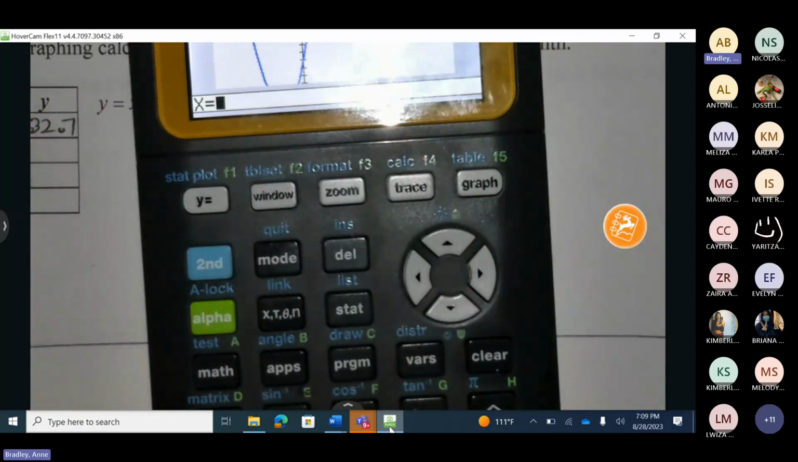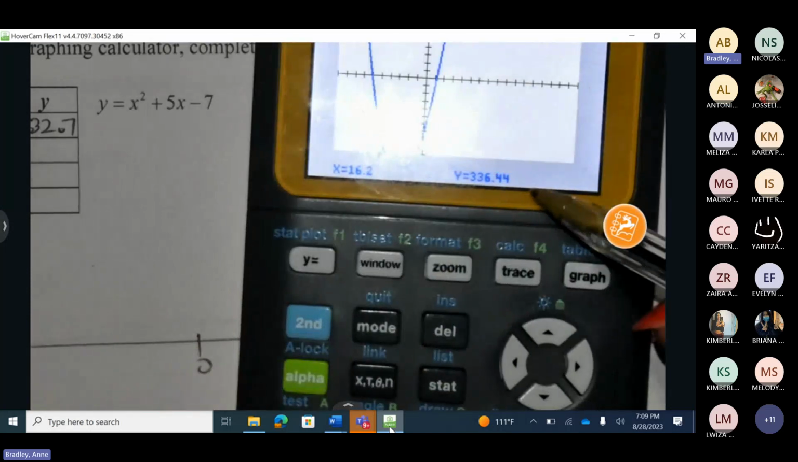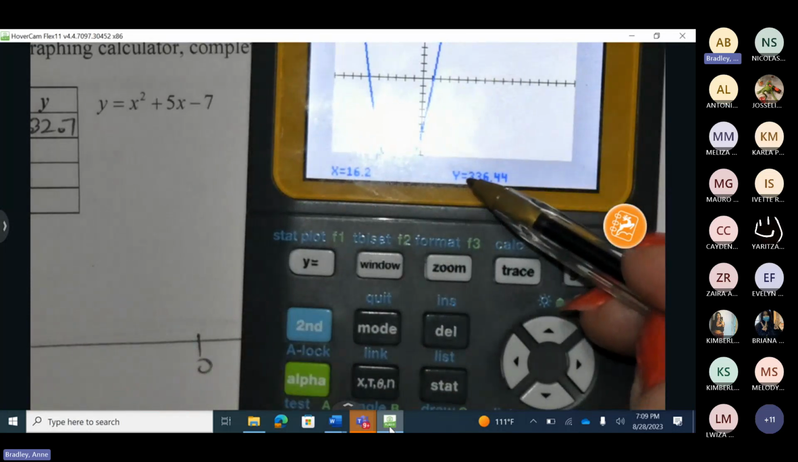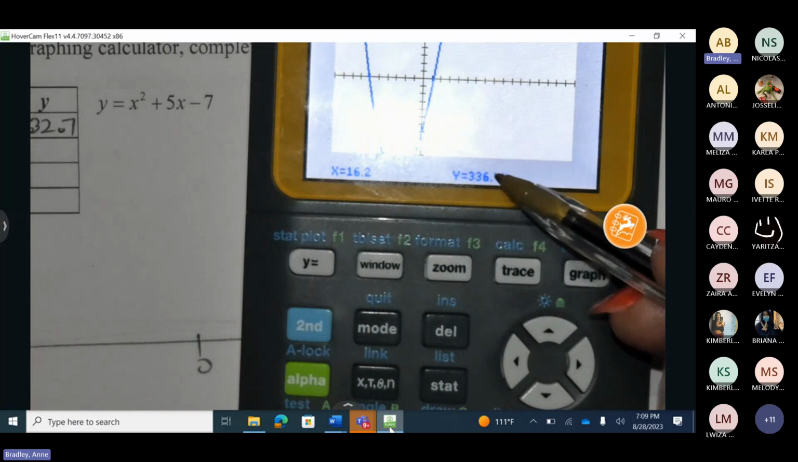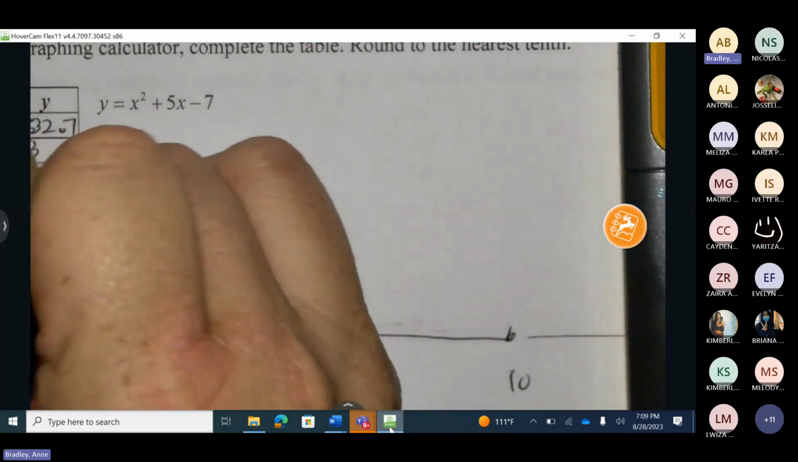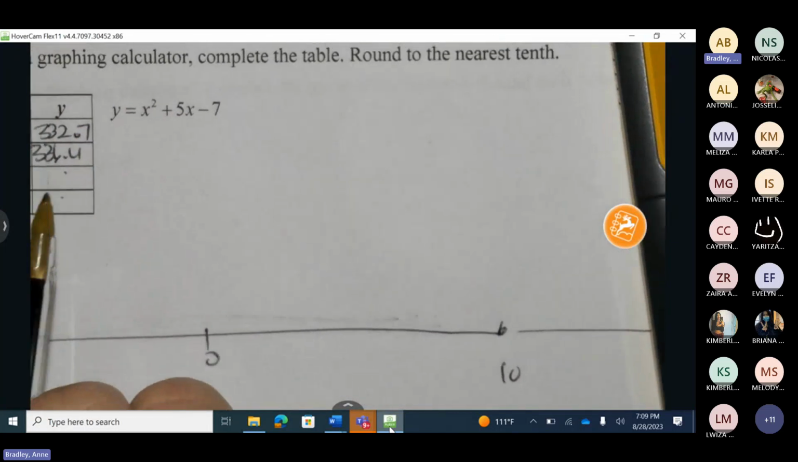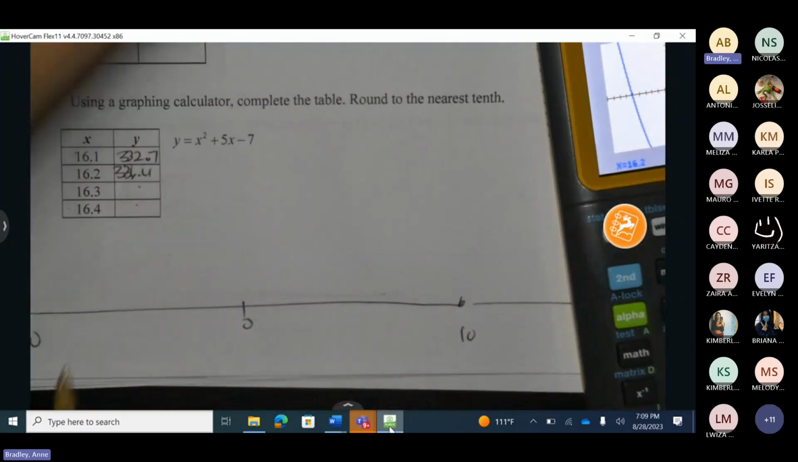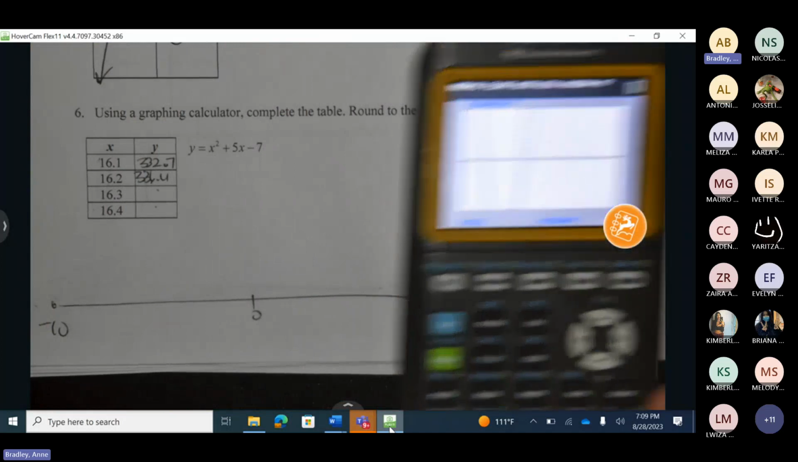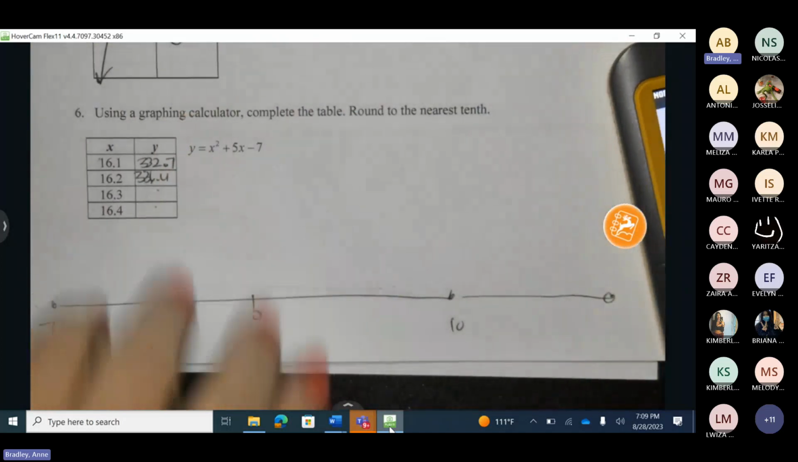Let's do one more. Second trace value, 16.2. Again, I'm going to round to the nearest tenth. 336.4. And you guys could take care of these last two. So same thing, you do second trace value, typing in 16.3 and 16.4 to get those values.